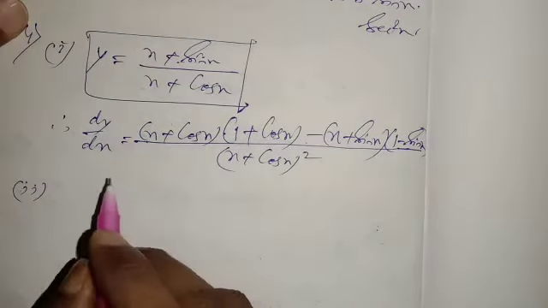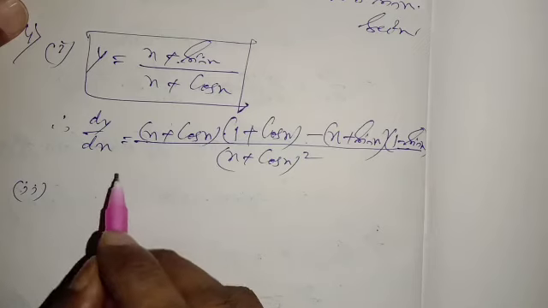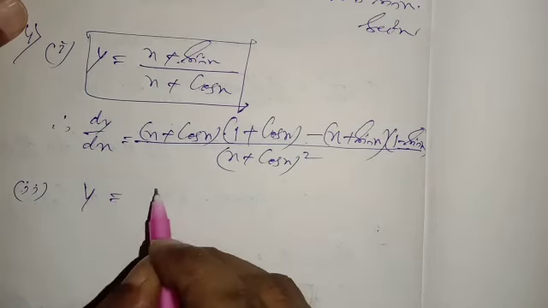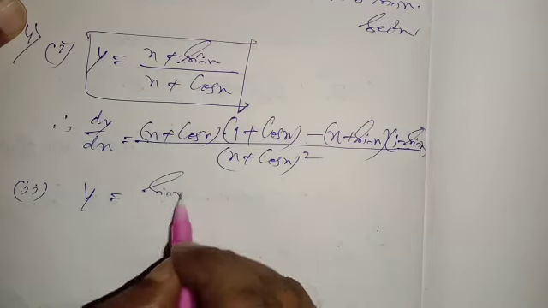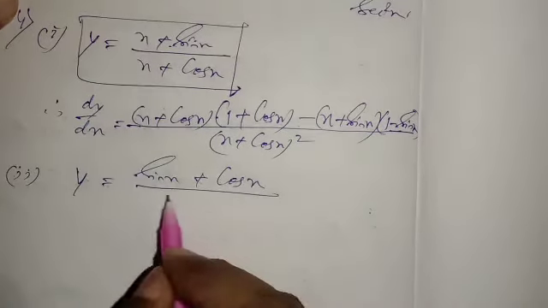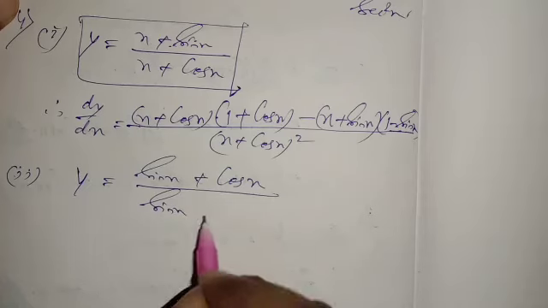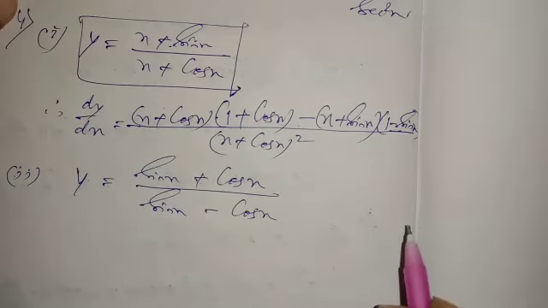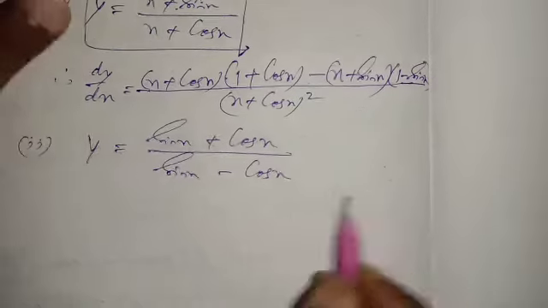The last question I am doing, that is number 4, second part. y is equal to (sin x plus cos x) by (sin x minus cos x). Okay, this is the question given. You also apply the division rule.